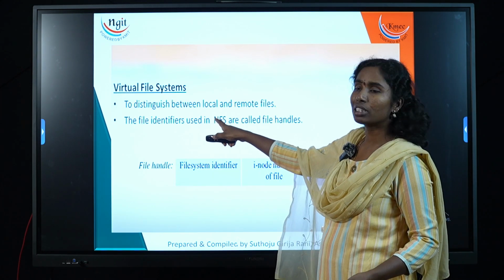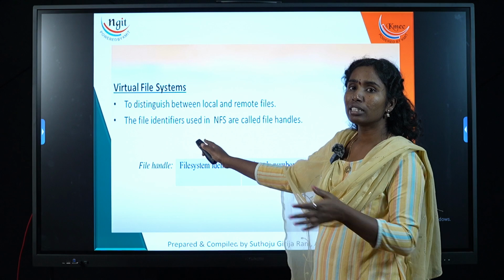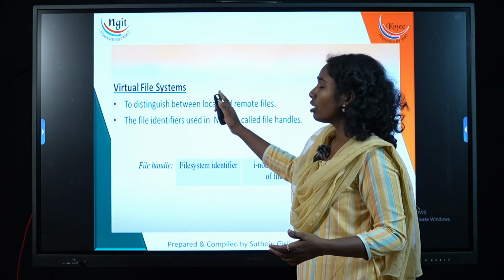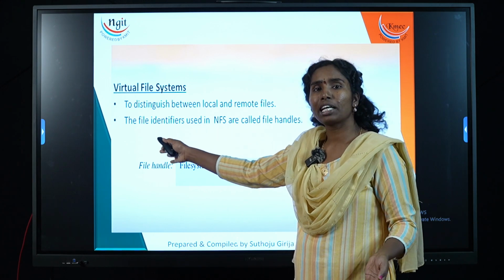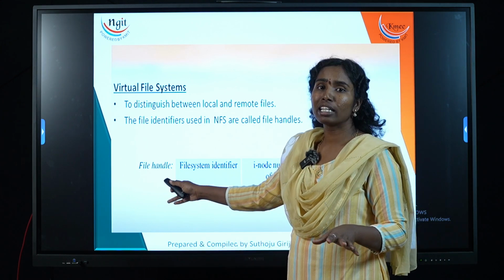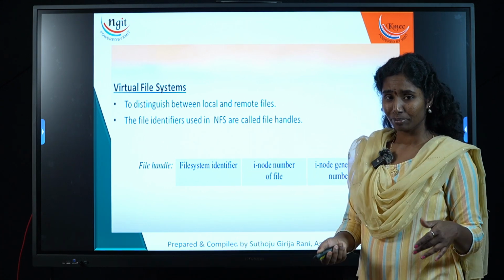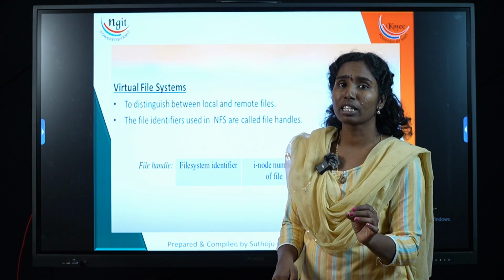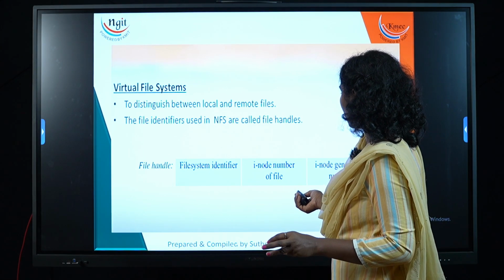The virtual file system distinguishes between local and remote files. We can manage the virtual files with a few identifiers. These identifiers in the network file system are called handles. The file handles are like file system identifiers, such as name and inode number. The inode number is a unique identity number given by the kernel to every file created in your file system.